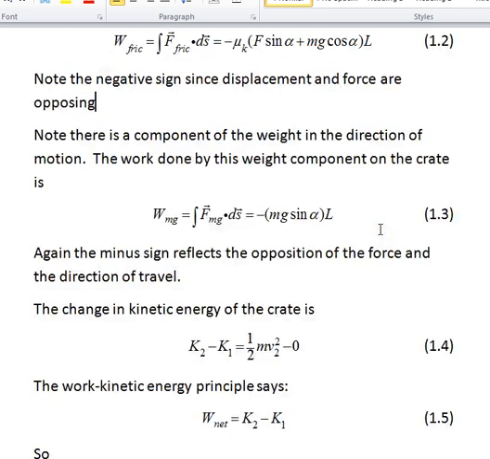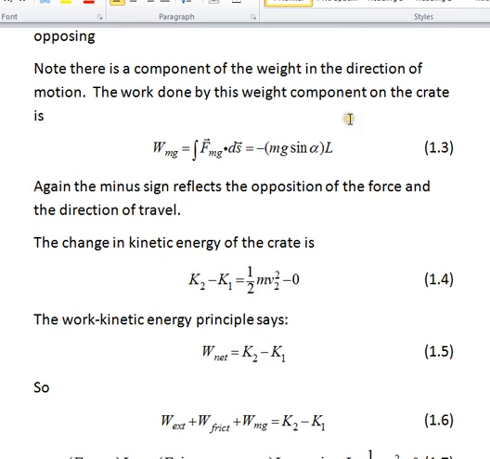And then finally, we have to consider the work done by the weight. The component of the weight down the plane opposes the motion, and so there's a negative work contribution, mg sine alpha times the length. So those are the components of the work that are involved. We're going to equate that net work to the change in kinetic energy.